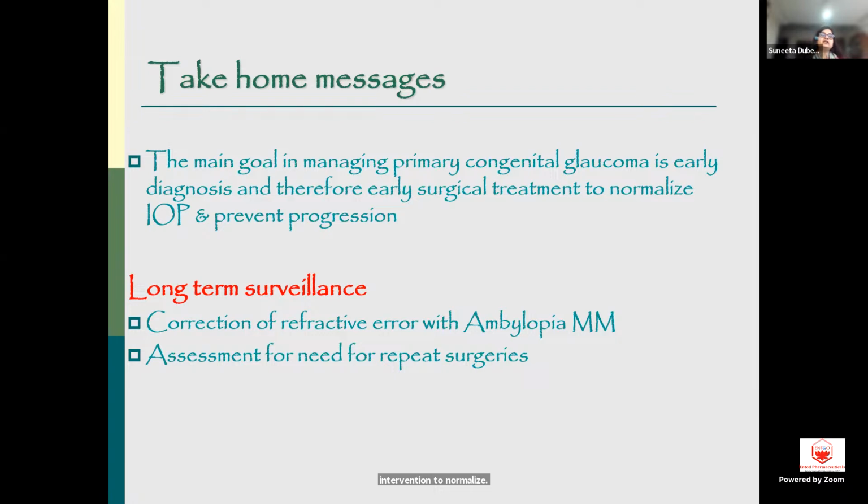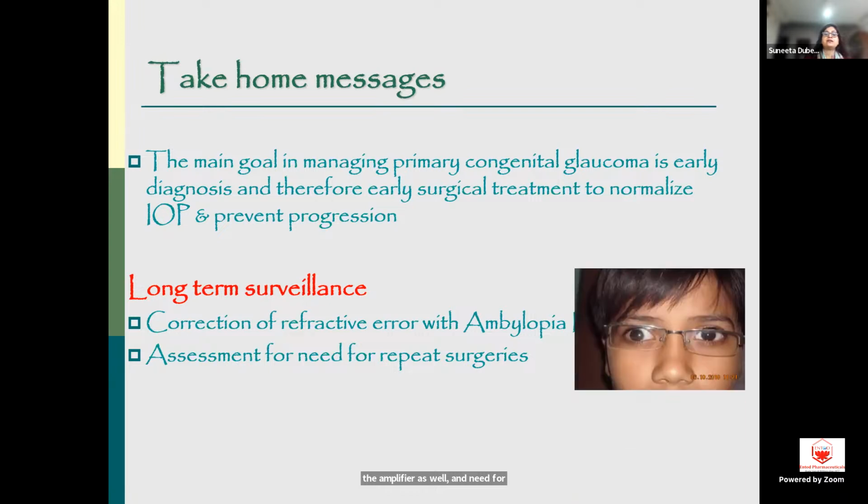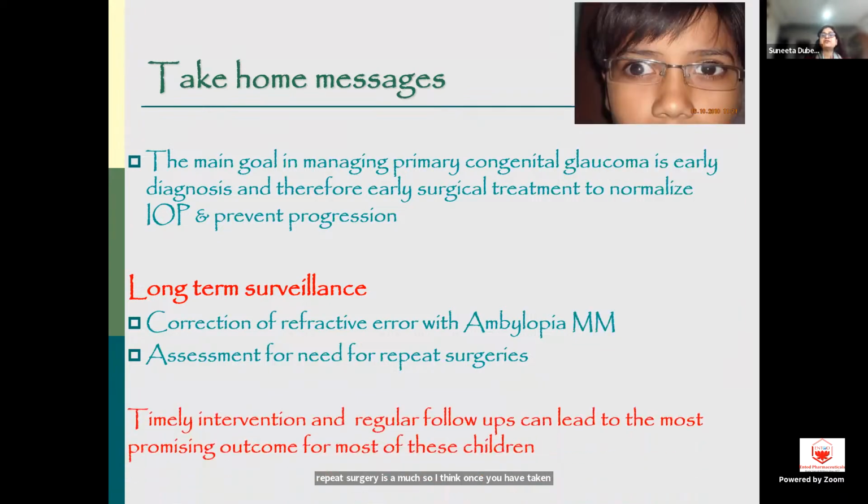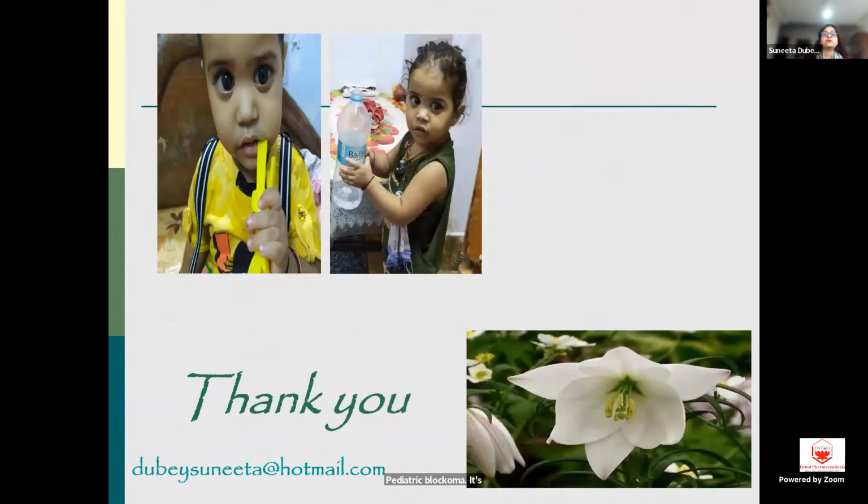But these children need long-term surveillance and follow-up, because the surgery may fail and you may have to do another surgery. And also most of these children have very high myopia, especially I've seen with the enlarged eyes, very high axial length, high myopia. And if it is unilateral, there are chances of amblyopia. So I think it's very important to correct the amblyopia as well. And assessment for repeat surgery is a must. So I think once you have taken up management of pediatric glaucoma, it's a lifelong surveillance, which is important for these children. Thank you very much for your kind listening.